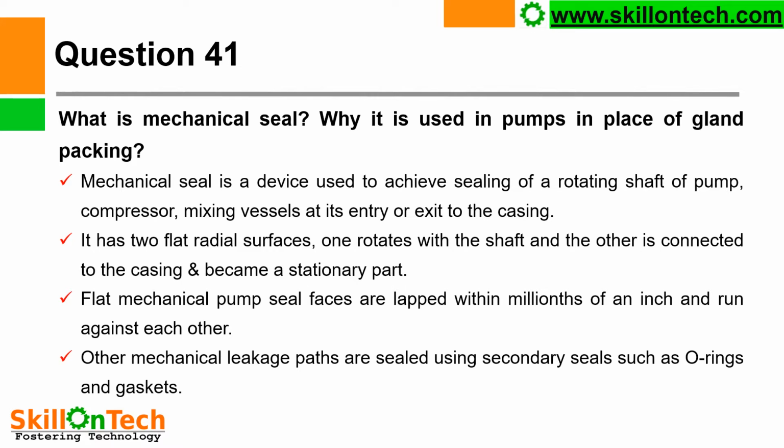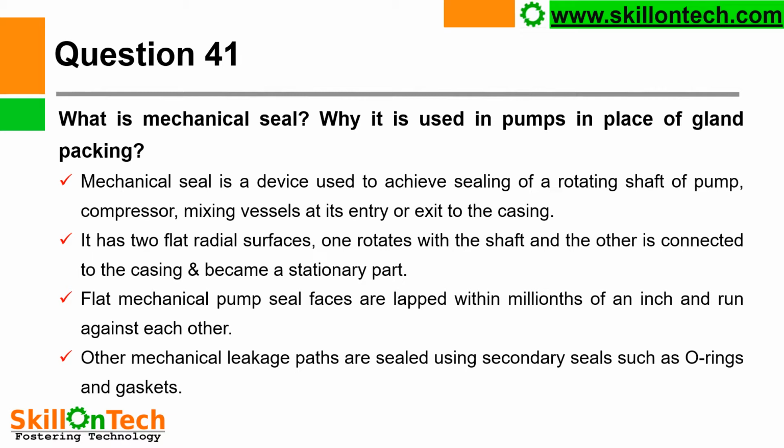A mechanical seal is a device used to achieve sealing of a rotating shaft of a pump, compressor, or mixing vessel at its entry or exit to the casing. It has two flat radial surfaces. One rotates with the shaft and the other is connected to the casing and becomes a stationary part. Means there are two important components: one is a rotary component and the other is a stationary component.